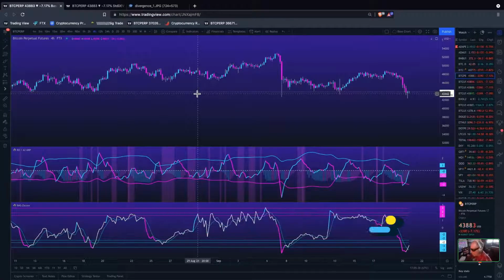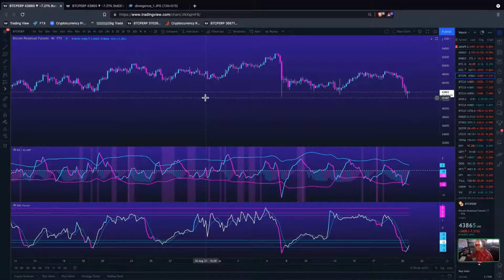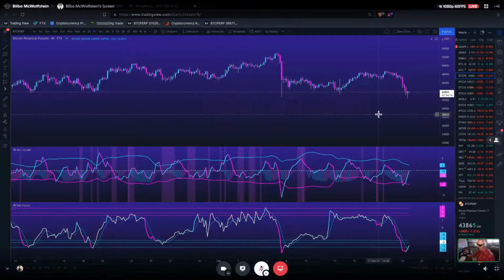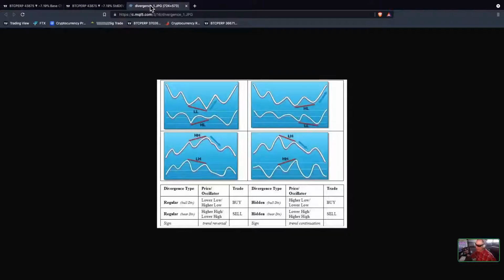My name is Bilbo, and I'm here to give you a little bit of education on divergence between price action and returns. So put your seatbelts on. This is going to be a fun ride. Okay, first of all, what is divergence? How do you spot divergence? Go over a little handy chart provided on the interwebs.